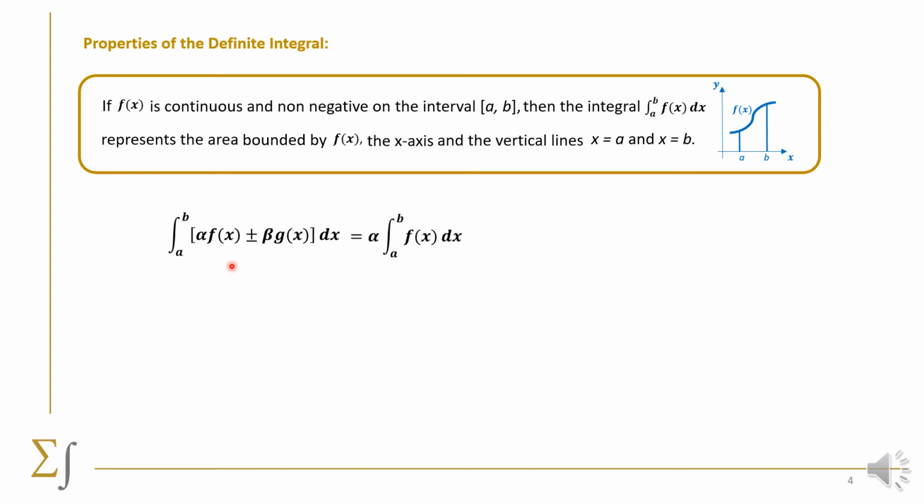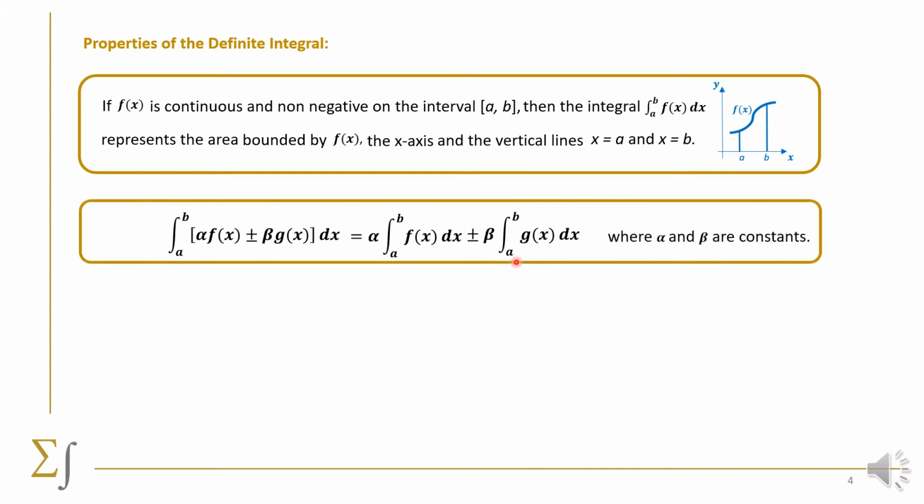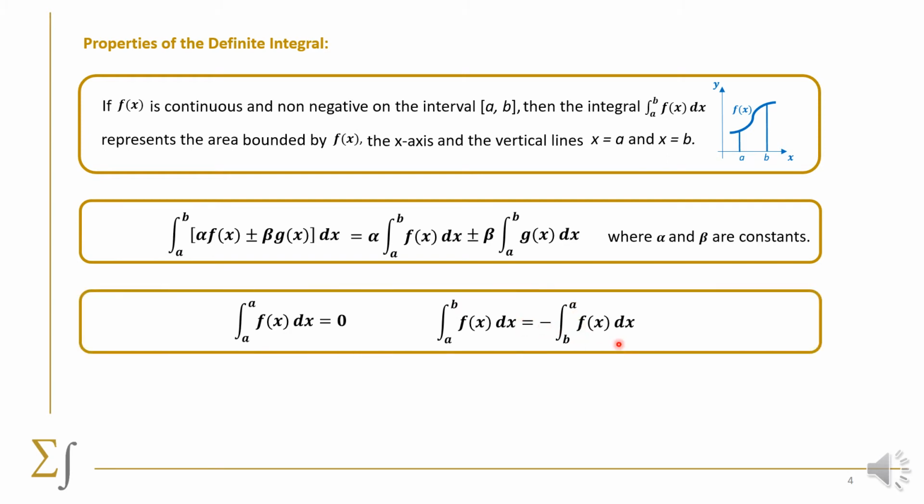Then this is equal to the integral of the first, where we take the constant outside the integration sign, plus or minus the integral of the second, where also we take the constant, which is multiplied by the function g of x, outside the integral sign. The third property, if we integrate from a to a, then definitely this is equal to 0, and we mentioned this earlier. Also, the integral from a to b of the function f of x dx is minus the integral from b to a of f of x dx.